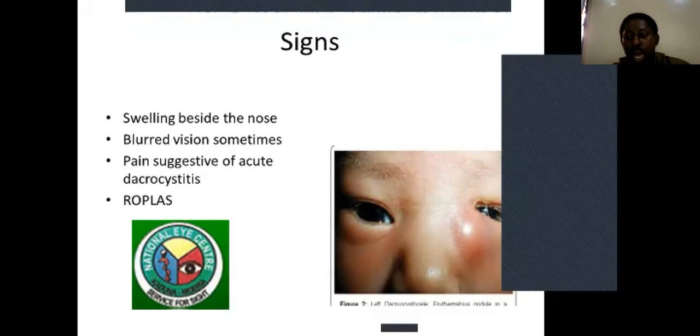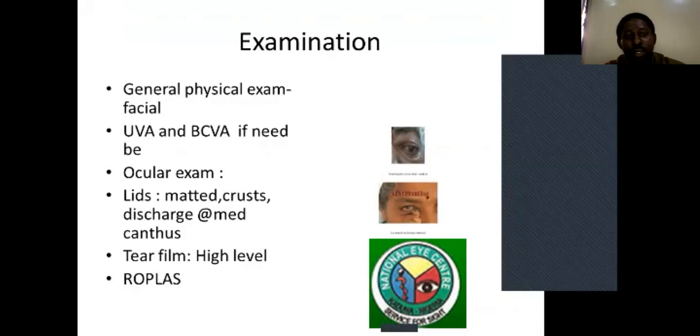Now, physical examination, one has to look at the general physical examination, particularly paying attention to the face, and looking if there is an obvious asymmetry, if there are scars, so that you know that probably there has been an affectation of the face, particularly around the nasal region. Now, the unaided and best corrected visual acuity: the unaided is actually a prerequisite, but best corrected if need be. And then in ocular examination, one looks at the lids. It's usually matted.